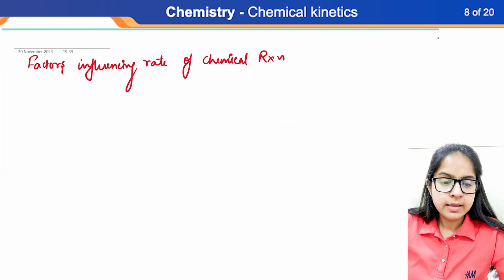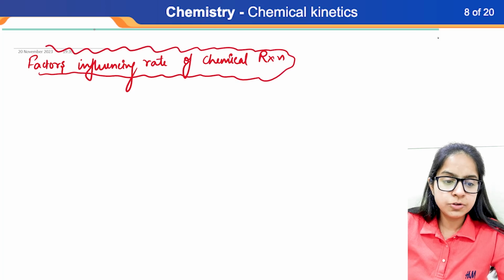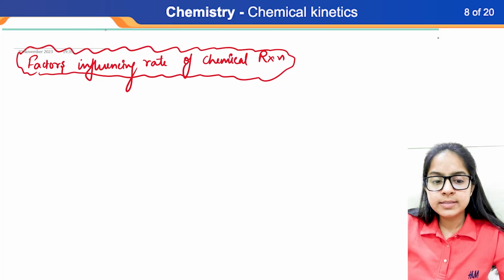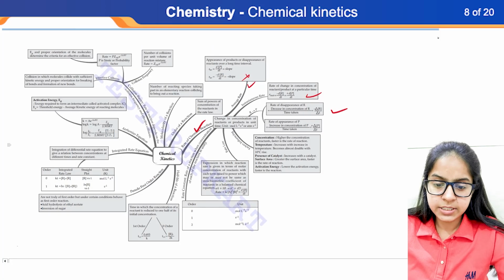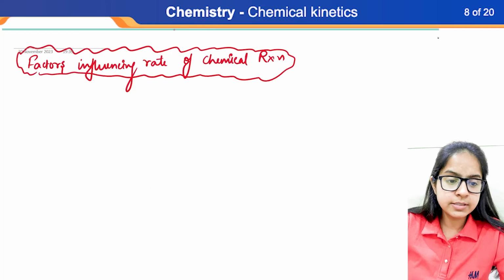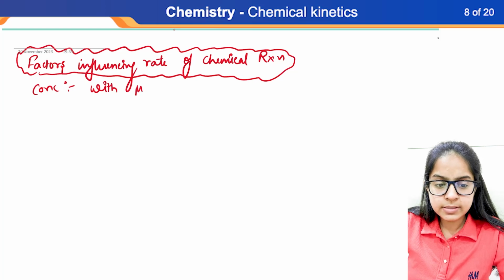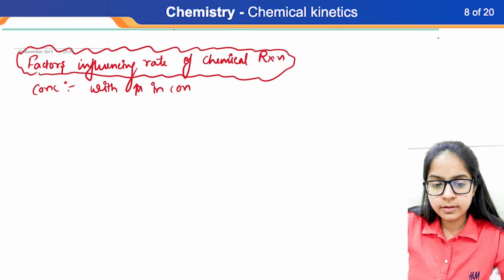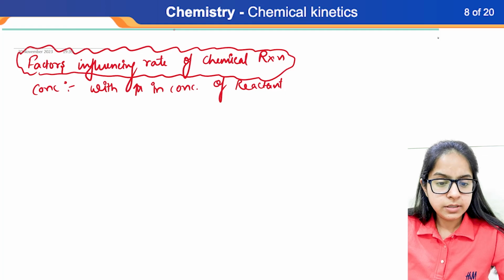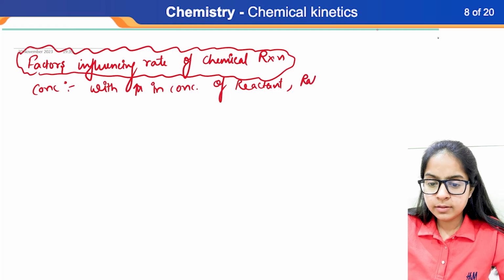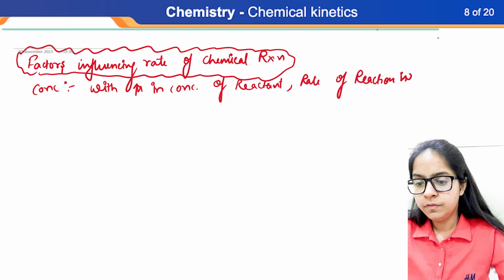Now, the next one is factors influencing the rate of a chemical reaction. This is the most important, and questions are going to be asked from it in the exam. I will discuss it with you. The first factor is the concentration factor. With the increase in concentration of reactant, the rate of reaction will increase.